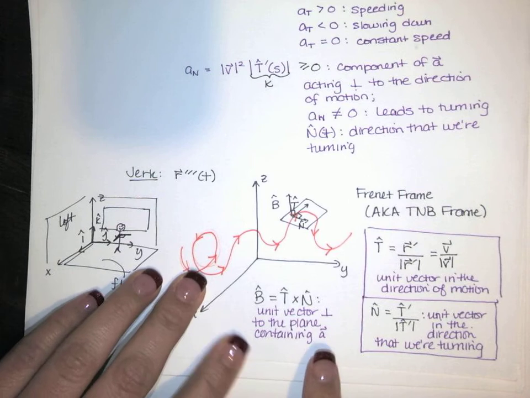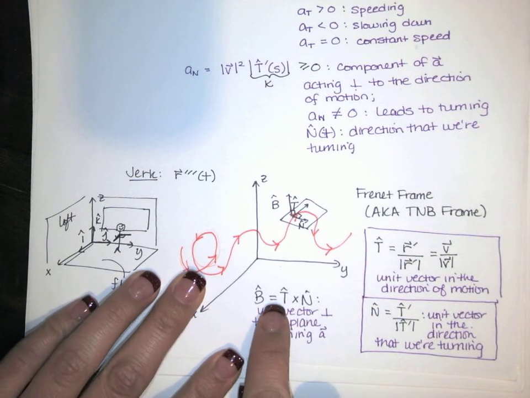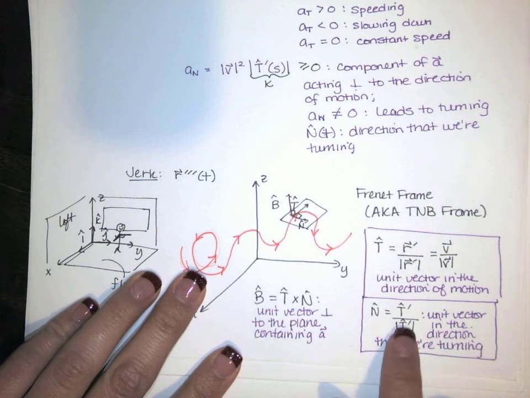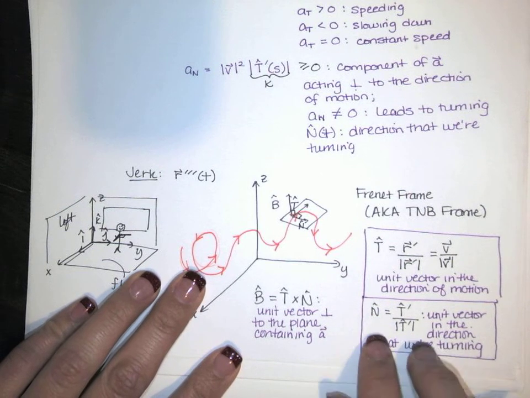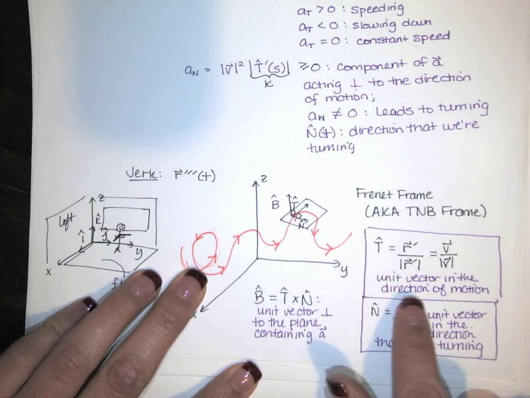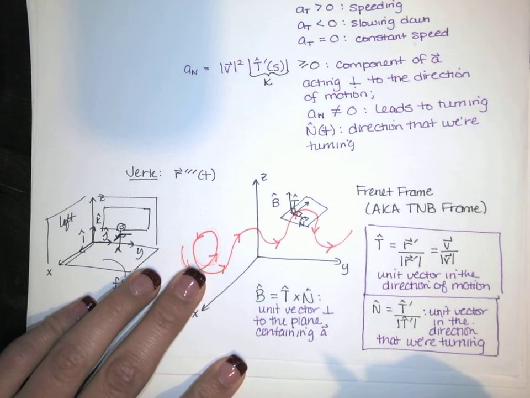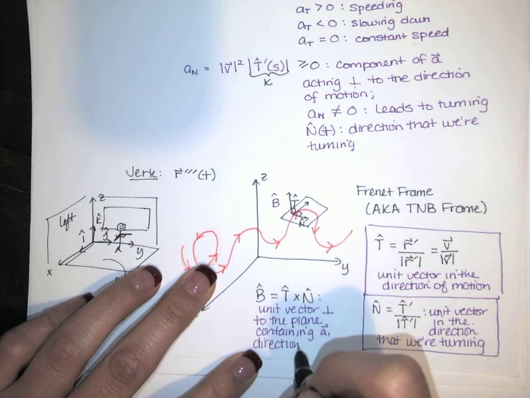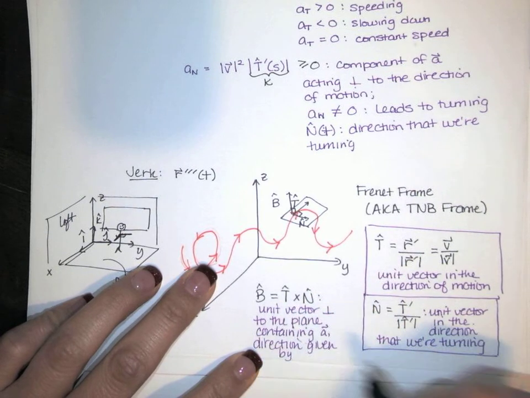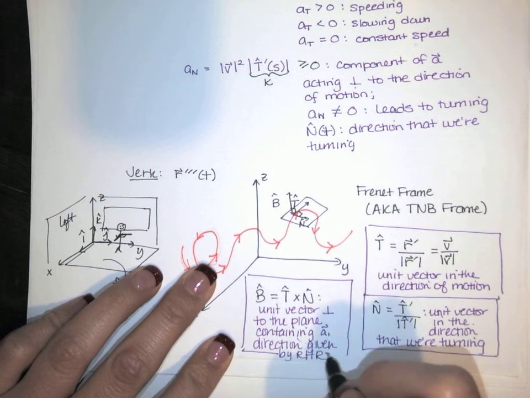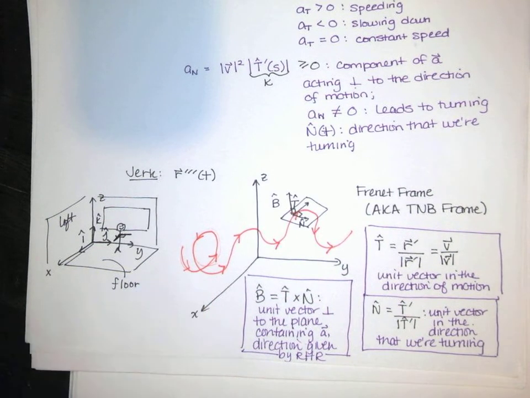Remember, the acceleration vector is just a linear combination of these two guys. I multiply this unit vector in the direction of motion by a constant, and I multiply this unit vector in the direction we're turning by a constant, and part of my acceleration leads to turning, part of my acceleration leads to speeding up or slowing down. So that's in that plane created by t hat and n hat. This binormal vector is perpendicular to that plane, and the direction is given by the right-hand rule. We'll talk more about the binormal and what it means in another video, but for right now we just want to introduce the idea of the Frenet frame and this little moving reference frame.